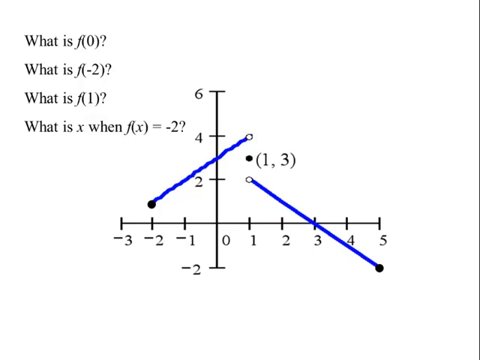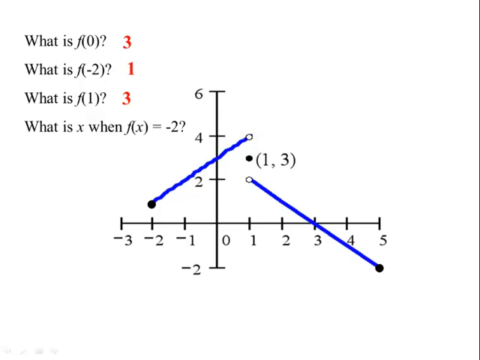What is f of 0? When x is 0, what's the value of y? And we see from the graph it's 3. What is f of -2? When x equals -2, what is the value of y? It looks like 1. What is f of 1? This is this tricky part where we say this value, this closed dot. So it's 3.